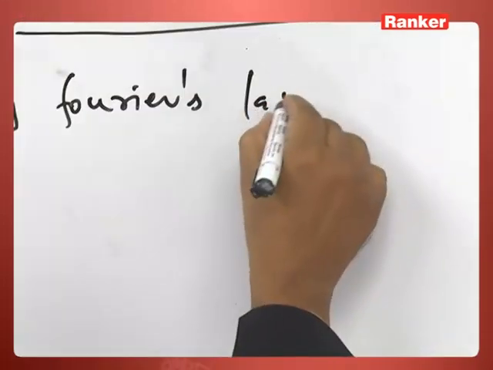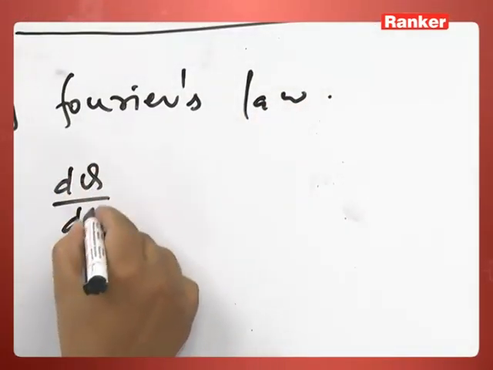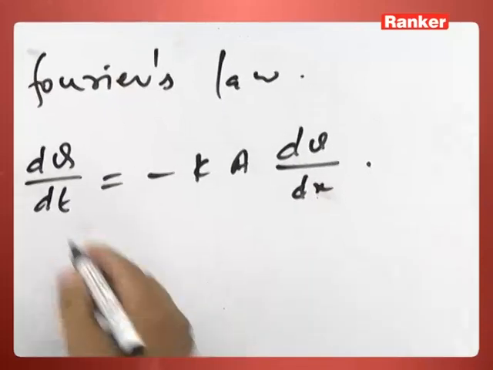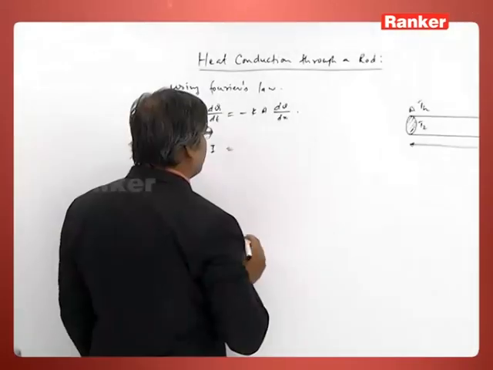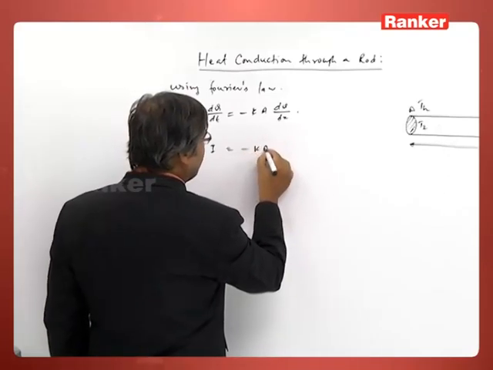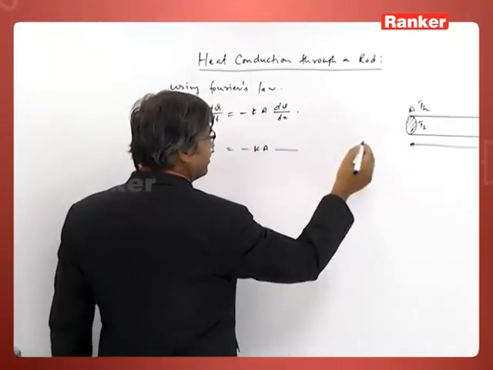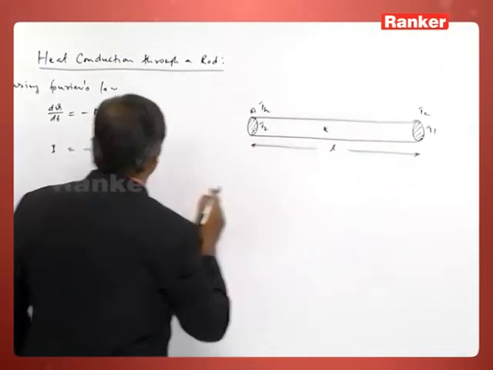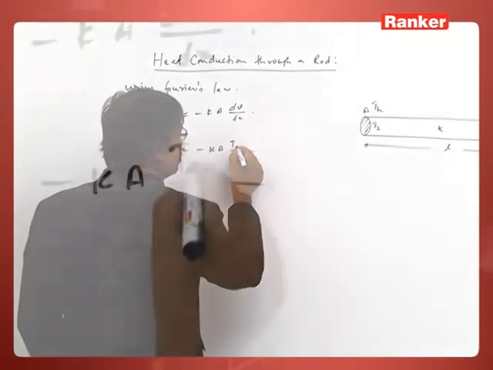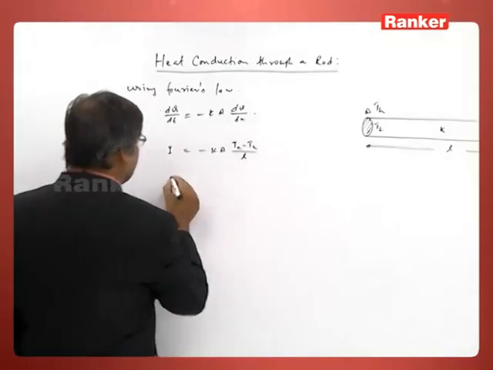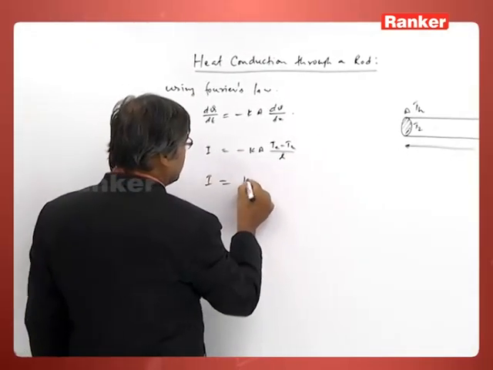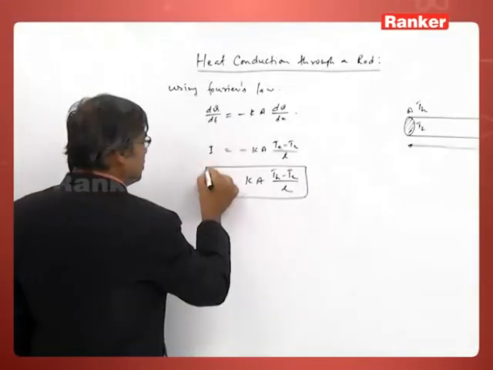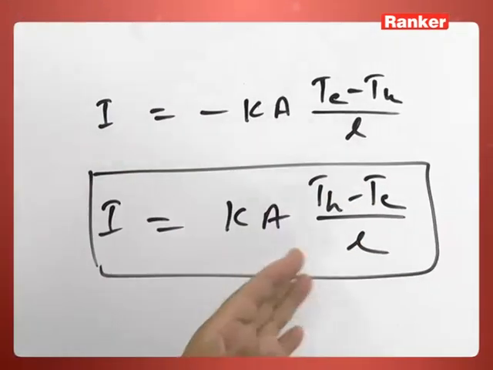Fourier's law, that is dQ by dt is equal to minus KA d theta by dx. So, dQ by dt is the heat current. Suppose I measure the x direction here, so this is x1 and this is x2. That will be T cold minus T hot by L, that is I is equal to KA times T hot minus T cold by L.